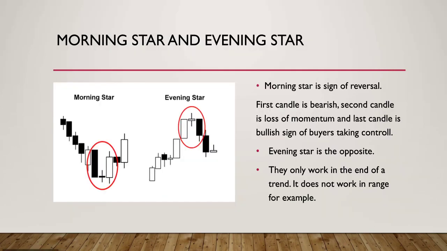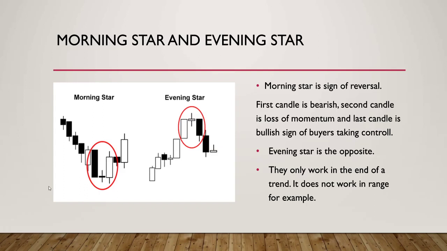Cool. And then we have the morning star and evening star. The morning star is only gonna work at the end of a trend. It doesn't work in, for example, a range or a choppy market. It's gonna only be at the end of the trend because it's gonna reverse, right?